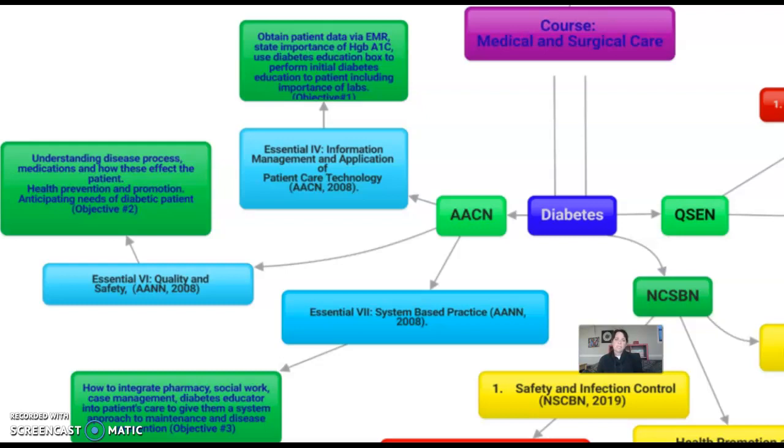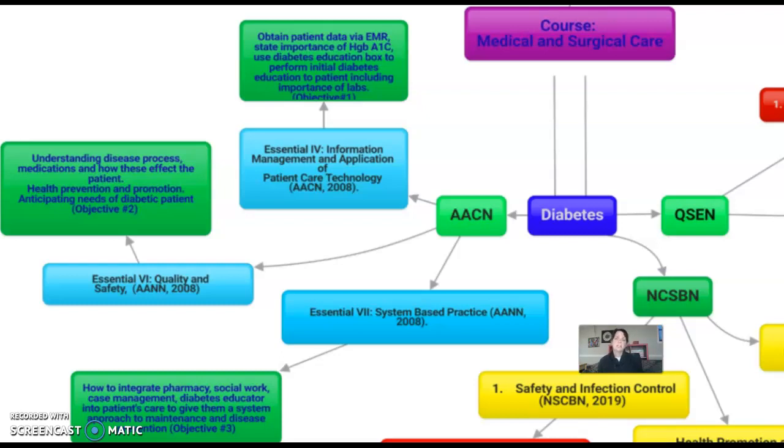So they start to use the different resources and the different technology to find these resources to help assess a patient with diabetes. The second AACN essential is quality and safety. What I see how this unit would encompass this is understanding disease processes, medications, and how these affect the patient, health prevention and promotion, and anticipating the needs of a diabetic patient. So this would look into objective 2 by encompassing the clinical decision making skills.